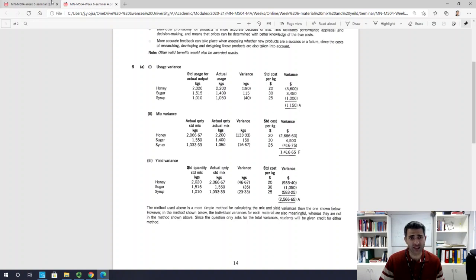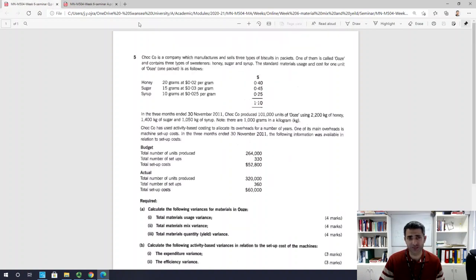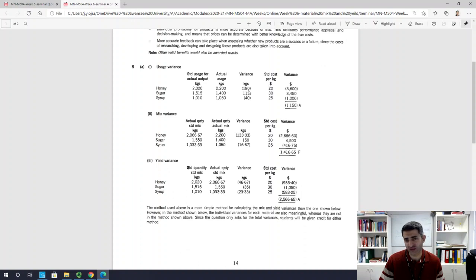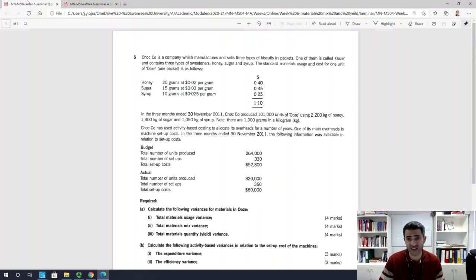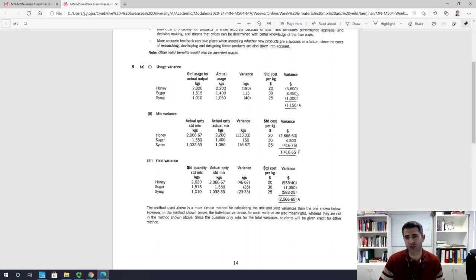The actual kilogram is there. You don't need to do anything there. The difference in quantity is 180, and of course if you multiply by 20, which is the standard cost per kilo, because the one we converted, you should be able to find 3,600 pounds. Adverse, of course, because as you see we used more kilograms than we expected, and that's why we have an adverse variance for the honey.